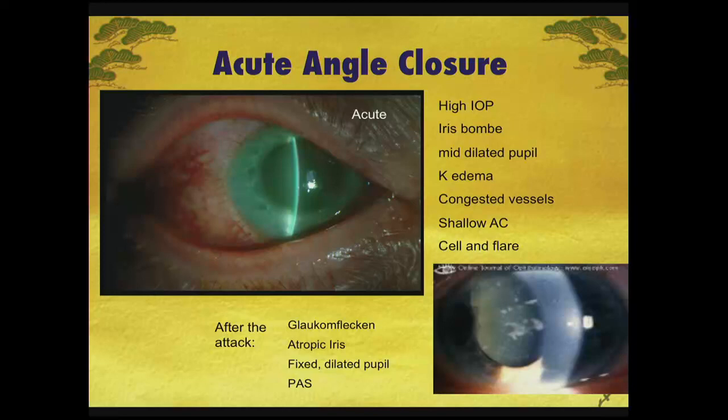After the attack, you'll see the glaucomflecken, which is the degenerated lens epithelial cells, those white spots on the lens in the lower picture. The iris will be atrophic and it'll still be in that mid-dilated position, because if the patient presented with a pressure of 60 or 70, the iris became ischemic, and so the muscle is damaged. And they can frequently have synechiae.